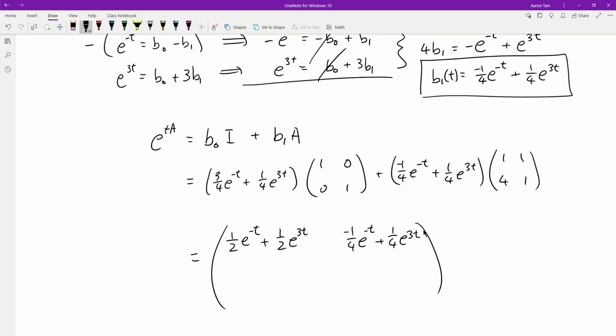On the bottom left, it's the same thing because the first matrix is the identity matrix, therefore it has a 0. All you have to do is multiply b sub 1 by 4, which gives negative e to negative t plus e to 3t. The last one, once again, you have to work out the coefficient. So it's 3 over 4 for e to negative t plus negative 1/4, so therefore it will be 1/2 again. And the coefficient of e to 3t is 1/4 plus 1/4, therefore it's 1/2 again. And that is our e to the ta.